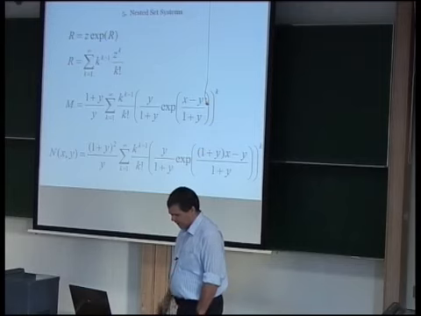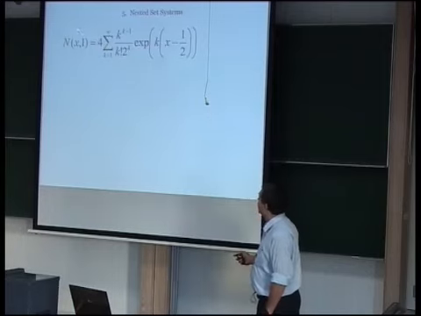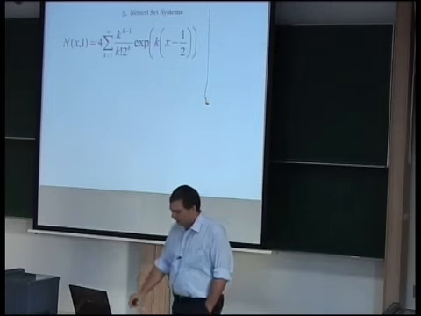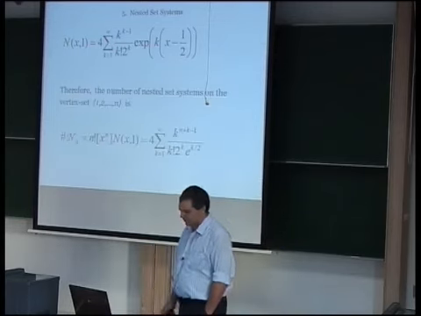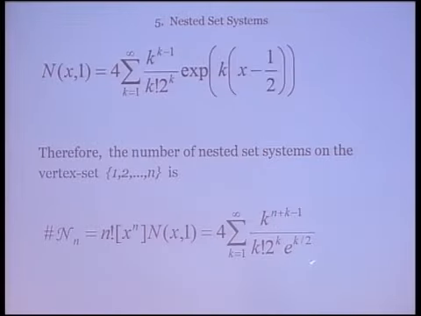Well, I really only want the numbers. So let's substitute y equals 1. Starts looking a bit simpler. And now I want the number of set systems. So n factorial times the coefficient of x to the n in this turns out to be that. That's the answer. Is that an integer? Yes, that is an integer.